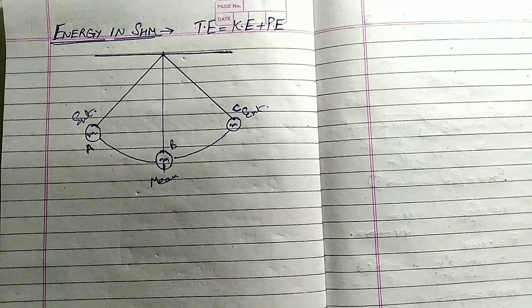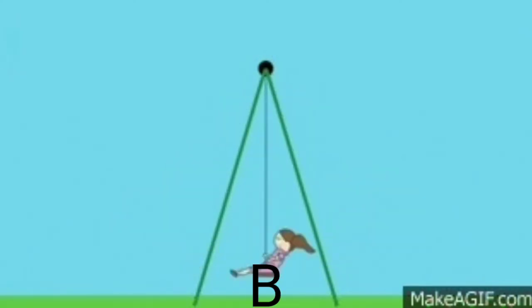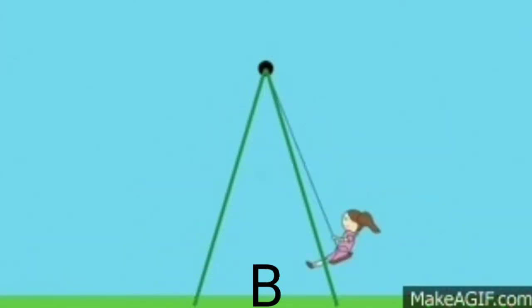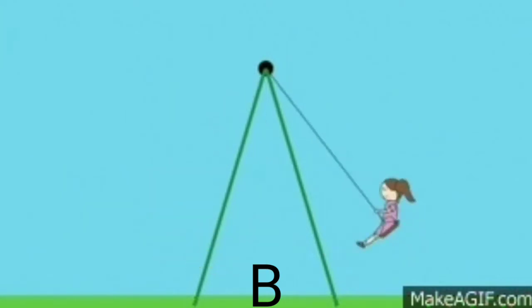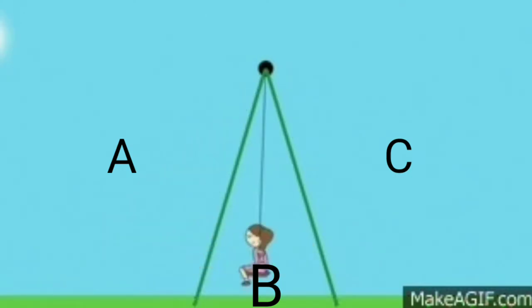Students, in the animation you can see that the girl is taking a swing and she is oscillating to and fro. If you observe carefully, you can see the speed, means the velocity of the swing, is maximum near the center, means at position B, which is the mean position. After that, at the extreme position, the speed decreases and becomes 0.